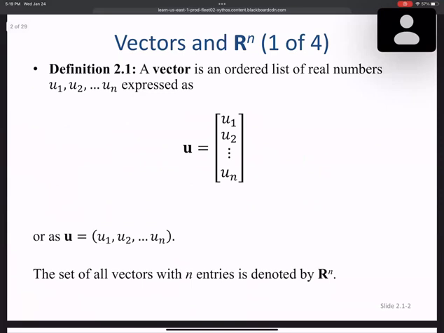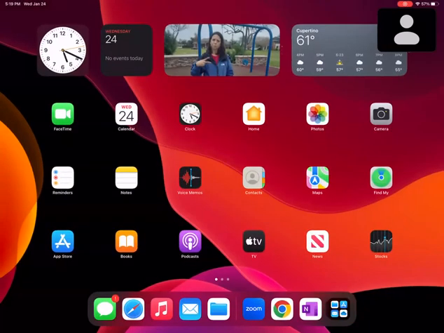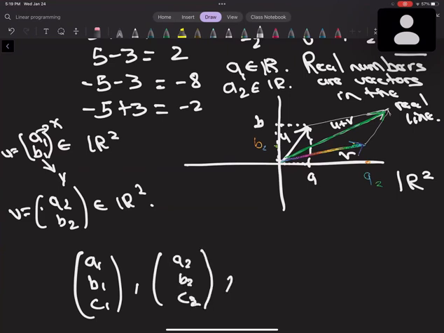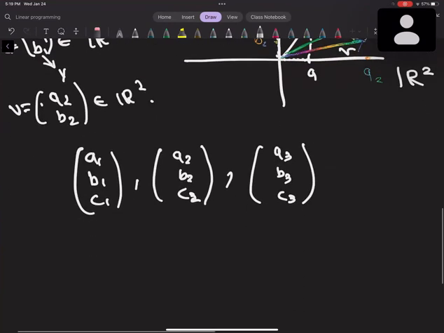So, of course, you can have more dimensions. Here you just say Rn because you can have U2, U3, U4, Un. So let's say you have A1, B1, C1, and you have A2, B2, C2, and let's say you have another point, A3, B3, C3. So in this case, you are in 3 dimensions.